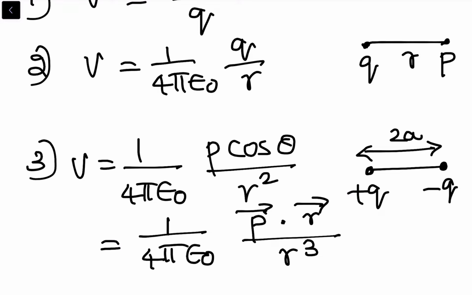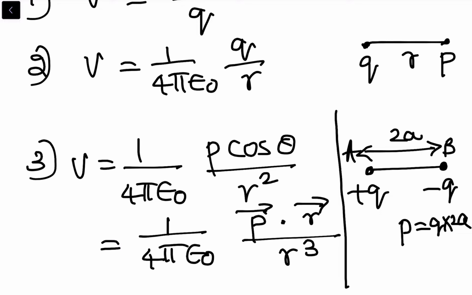Where p is the dipole moment, which is q into 2a, and r is the distance from the center point of the dipole to the point P where we want to find the potential. So if you take any dipole, from the center point you can select a point P. Here AB is our dipole, for example. From the center point, the distance of the point P is called r, and it makes an angle theta with the direction of the dipole moment. Dipole moment is always from minus q to plus q. So these are the terms which I am explaining.